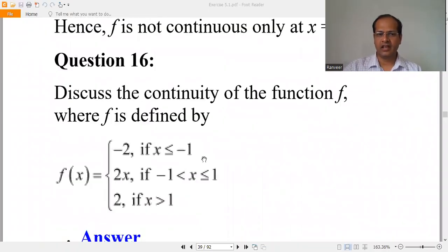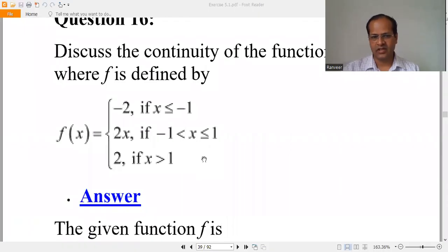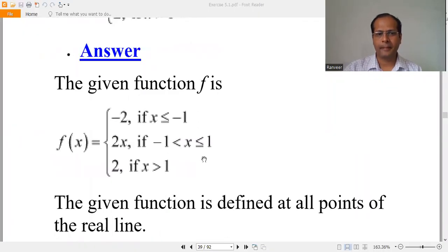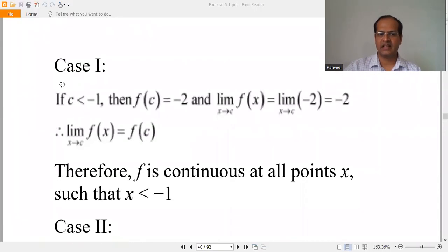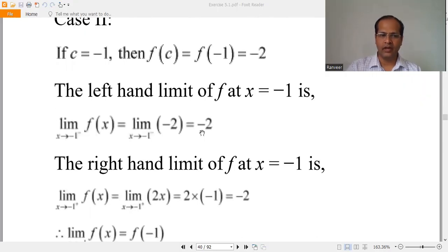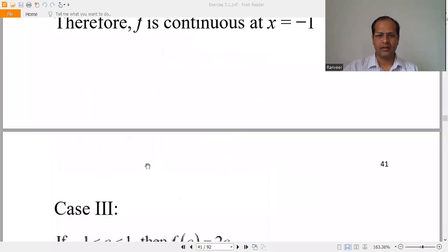Now discuss the continuity of the function at minus 1. This is the same question, so I am just moving forward. You can match. For C less than minus 1, definitely continuous. At C equal to minus 1, both values are the same, that is minus 2, so definitely this is continuous at C equal to minus 1.